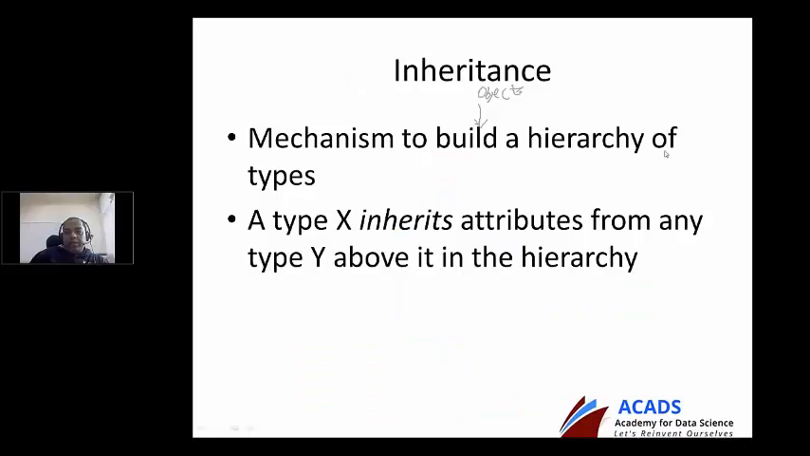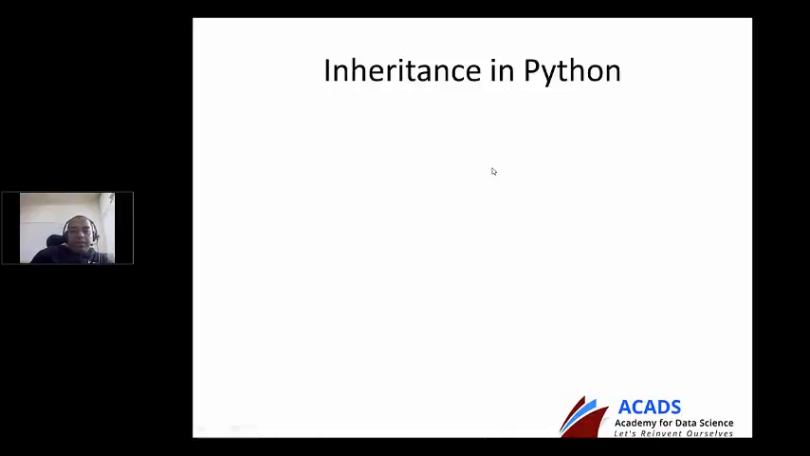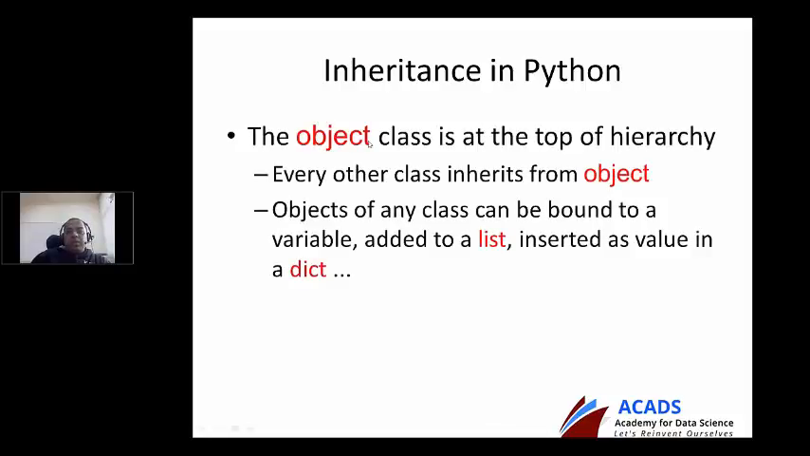So once we have that, I can have the hierarchy, and then inheritance says that anything which is available on top is also available in a class below it or in the object below it. So in Python, the object class is at the top of the hierarchy, and every other class is supposed to inherit from the object directly or indirectly.